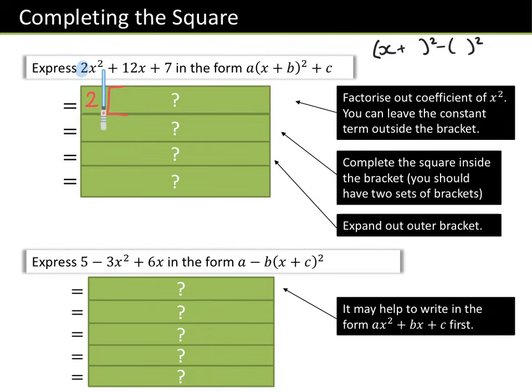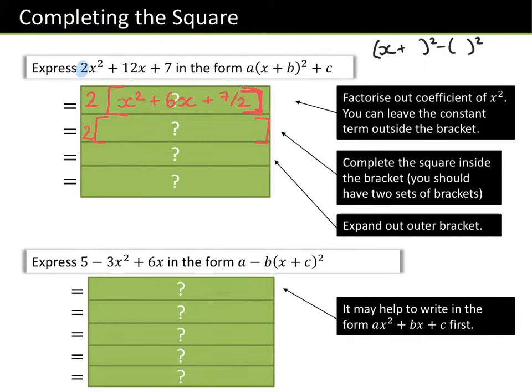2x squared divided by 2 is just x squared. 12x divided by 2 is 6x. 7 divided by 2 is 3.5, but we love to keep things as fractions, so we're going to write 7 over 2. Okay, and then I'm going to finish with my square bracket. Everybody happy? Now, this 2 outside the square bracket, we're going to leave exactly how it is. Just leave it, okay? We're not going to worry about it for now.